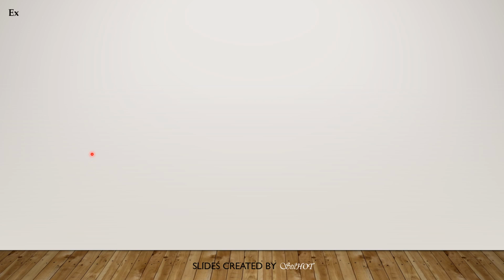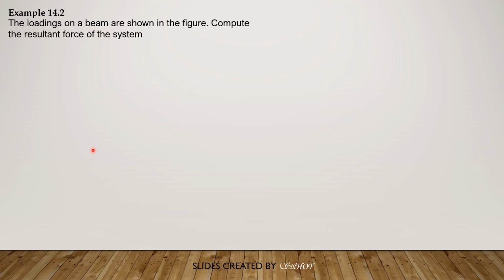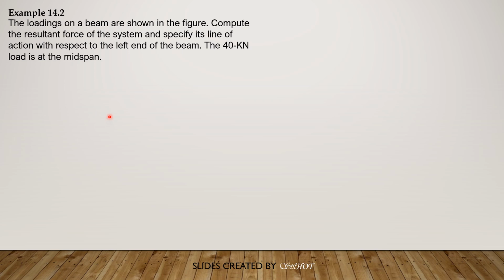So let's have example 14.2. The loadings on a beam are shown in the figure. Compute the resultant force of the system and specify its line of action with respect to the left end of the beam. The 40 kilonewton load is at the midspan.